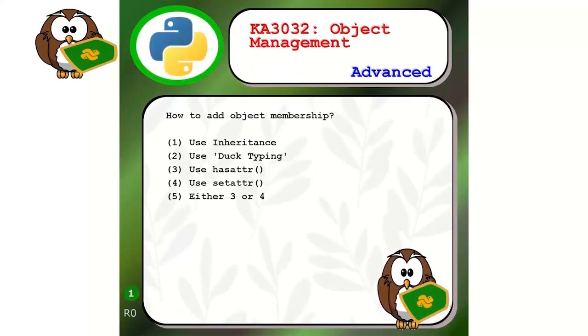KA3032 on object management once again has the same queries. Only this time we ask ourselves, how would we add object membership? In this case, would we either use inheritance, duck typing, use hasattr, or 4, use setattr? Once again, either 3 or 4 of the above.